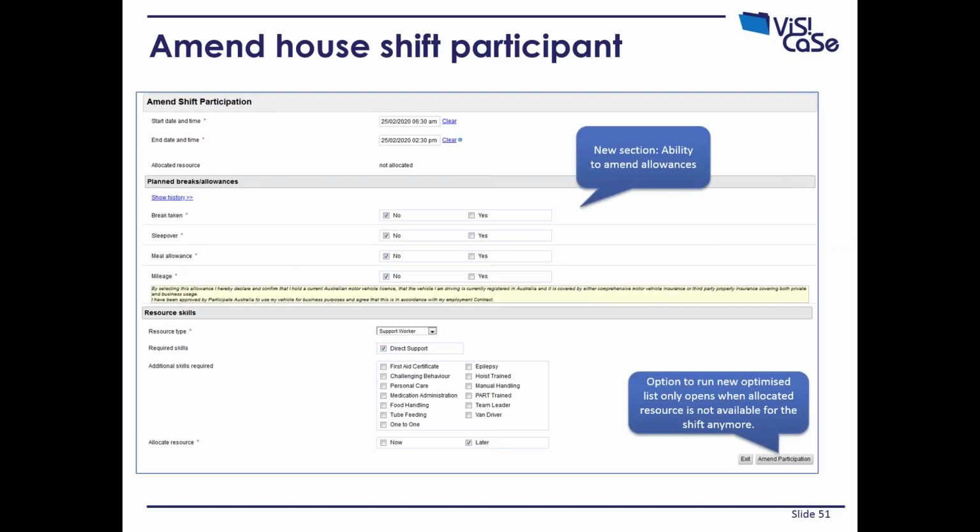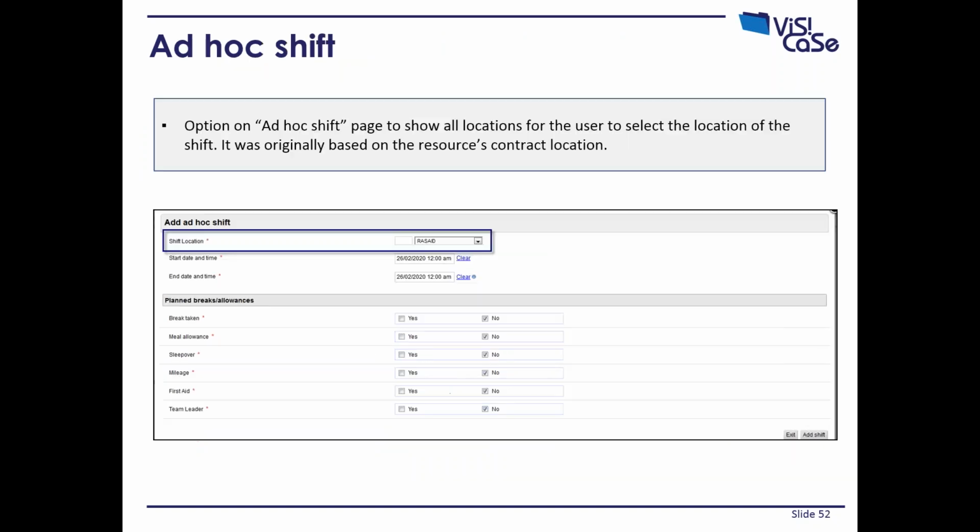In house shift participations, when amending, you can now amend allowances if the shift is yet to occur. And when you amend a participation, it will run a new optimized list when allocating to ensure that people are available. When adding an ad hoc shift from the pay cycle approval page, you can also connect it to a shift location so you better understand the utilization for that resource for that week.